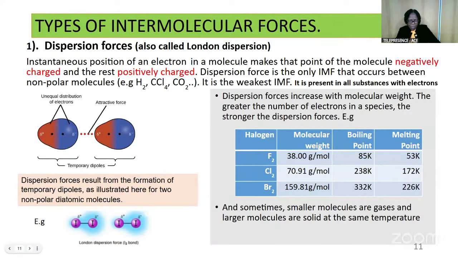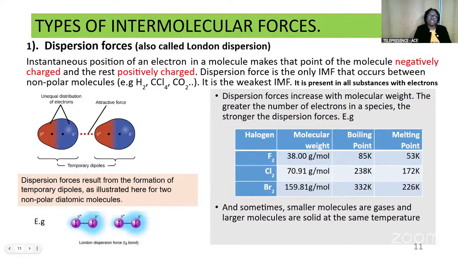So quickly, I'll talk about the types of intermolecular forces. I will lay that very strong foundation for us to understand what to expect. There are basically 4 types, but we discussed 5, and I'll tell you why we are discussing 5. So types of intermolecular forces, the first one is the dispersion forces. That is also called London dispersion.